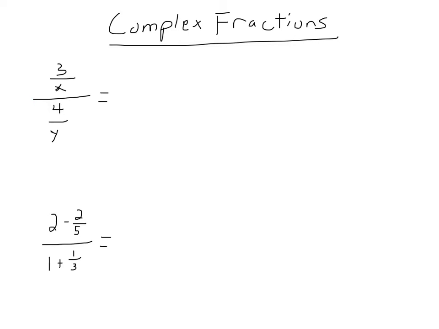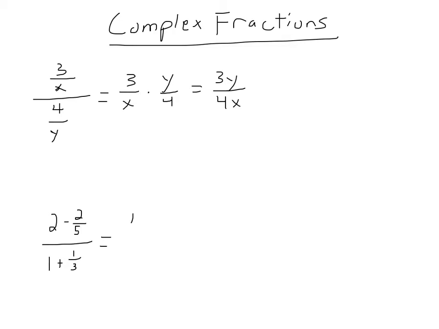So in this case, we're going to have 3 over x times y over 4, and that will simplify to 3y over 4x. Now, in many cases, you're going to have to simplify either the numerator or the denominator before you can actually divide the fractions. So in the case of this fraction down here, which is all numbers, what we're going to need to do is subtract the fraction on top and add the fraction on bottom before we can do the division. So in this case, we're going to have to get a common denominator on the top.